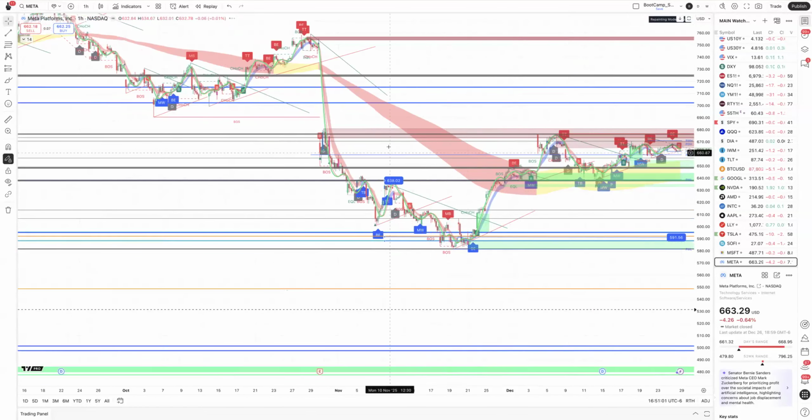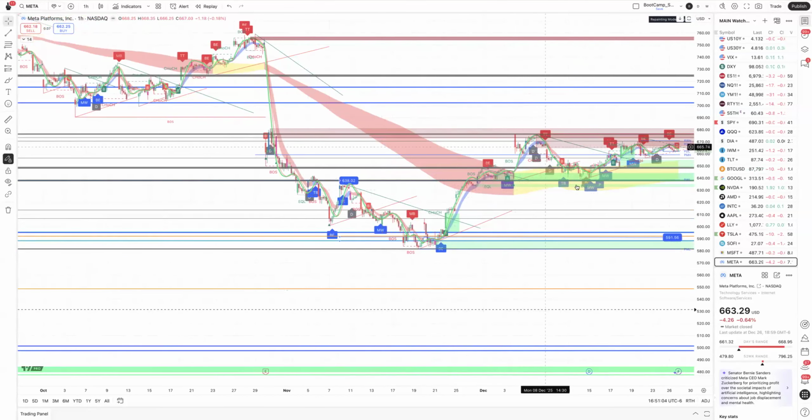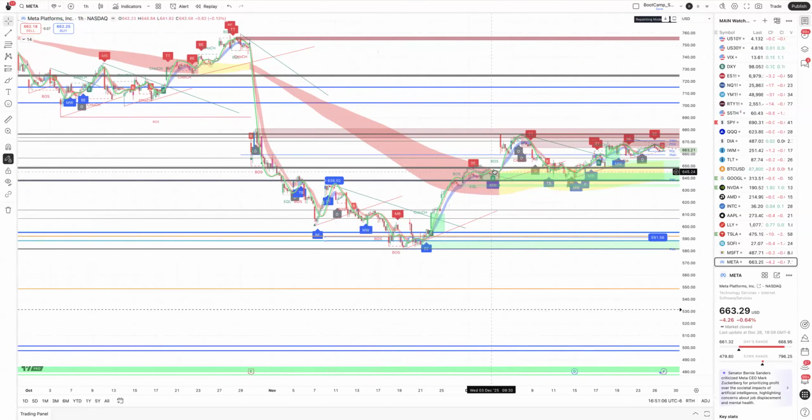However, you can kind of see, like, I think with Chuvy, he's been rinsing and repeating Meta, buying calls and buying puts.